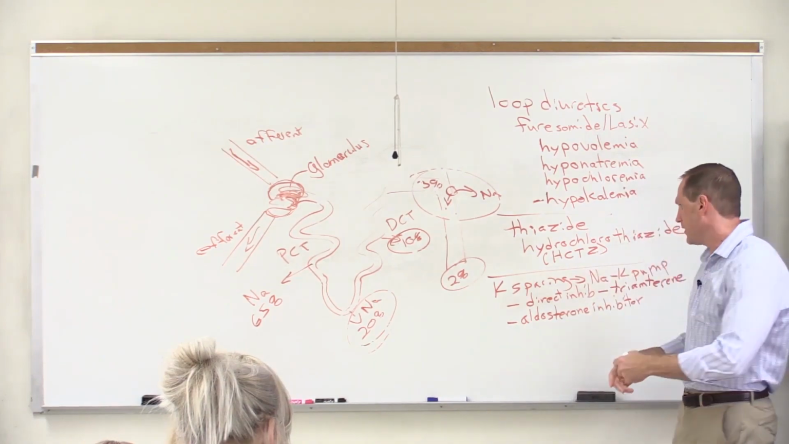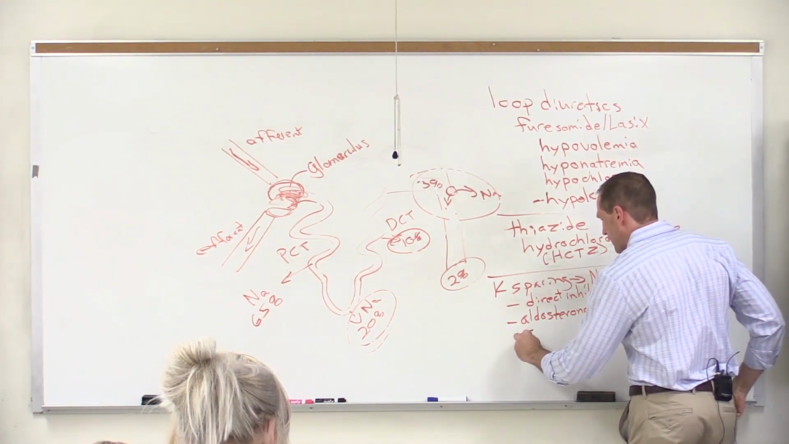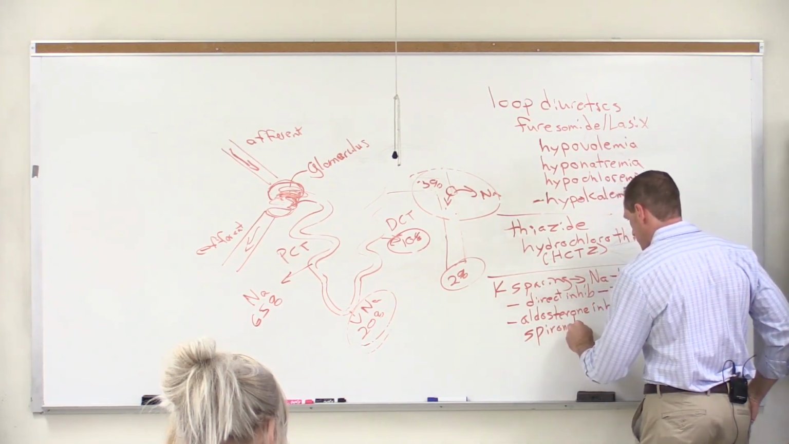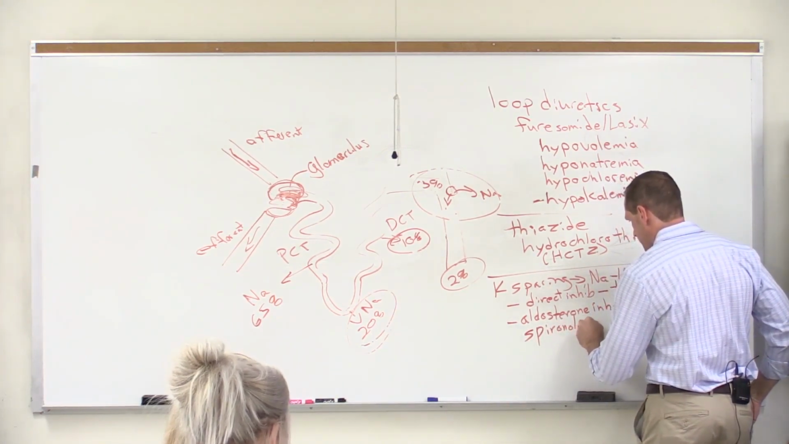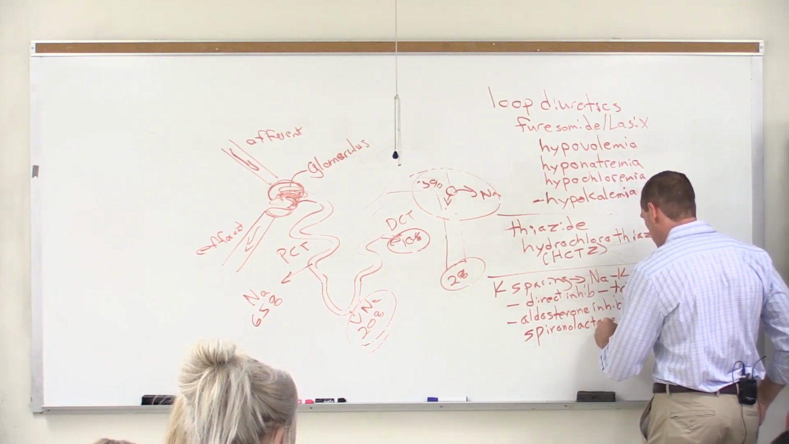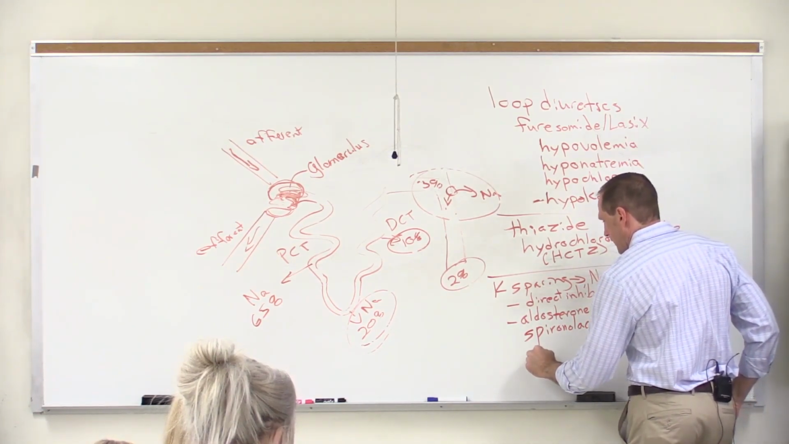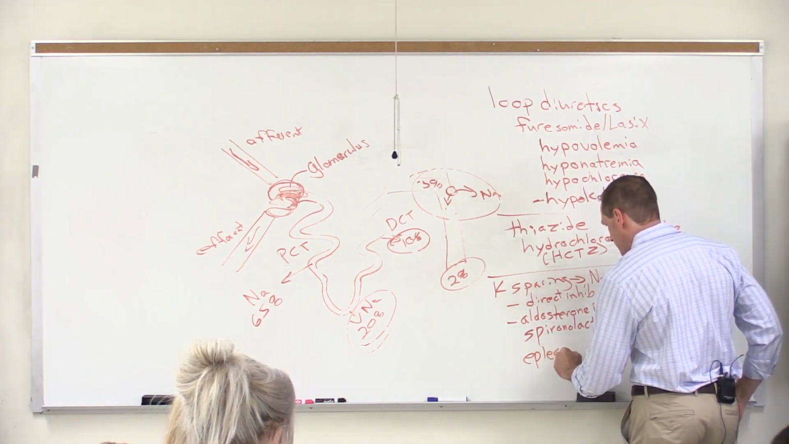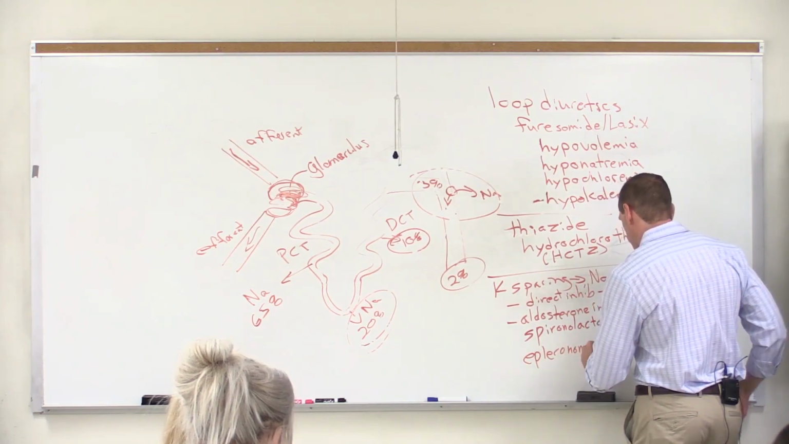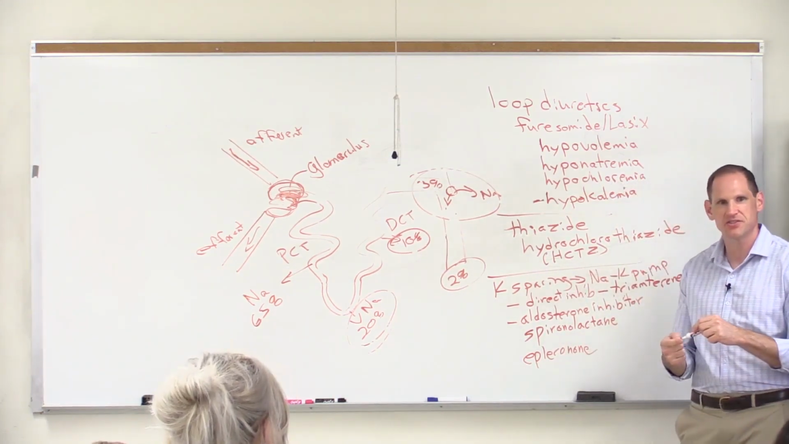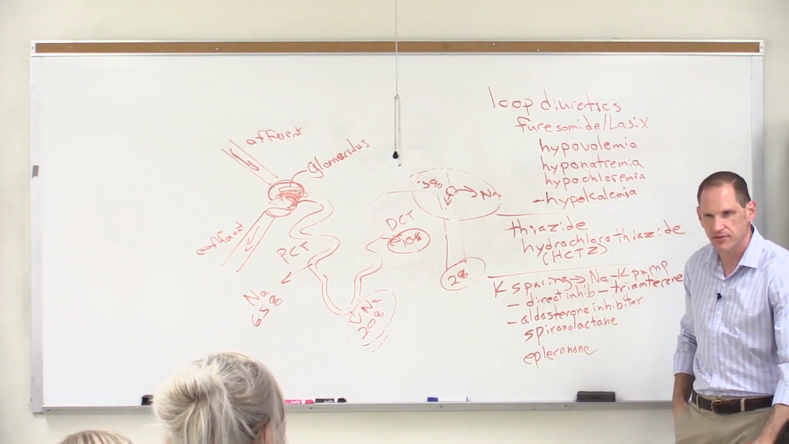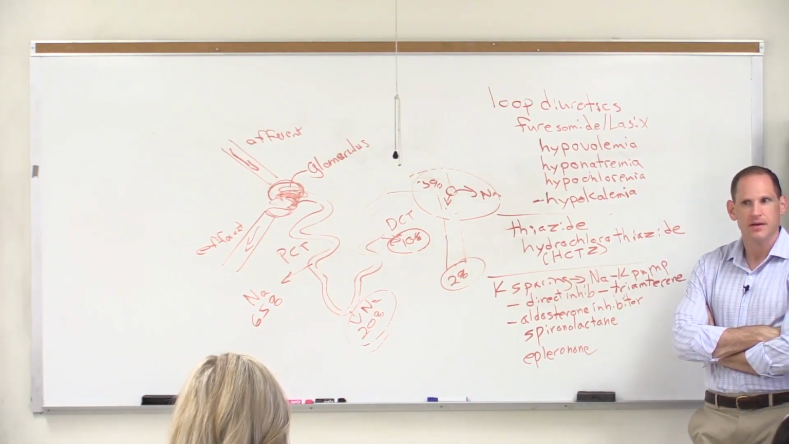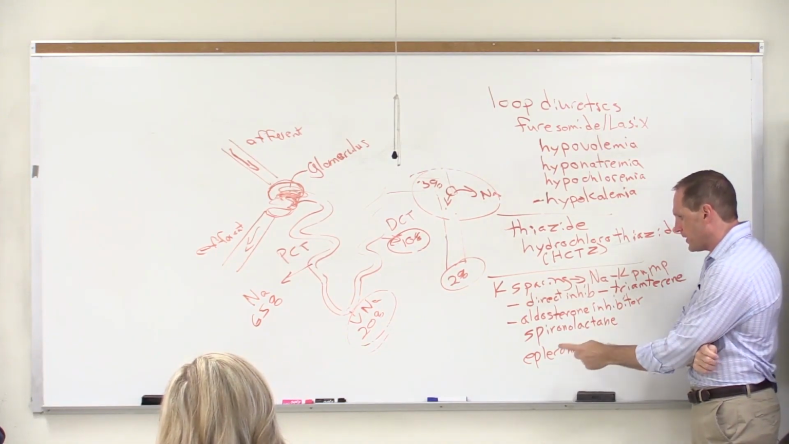So a very old drug is called spironolactone. The brand name is Aldactone. And then a newer drug is eplerenone. Do we need to know the new one? You're supposed to for the cardiovascular test, so why don't we just say yes? You'll need to learn it sometime. So, spironolactone and eplerenone.